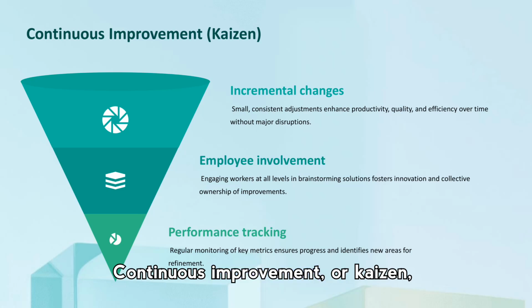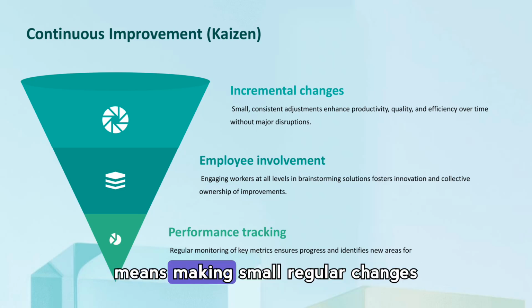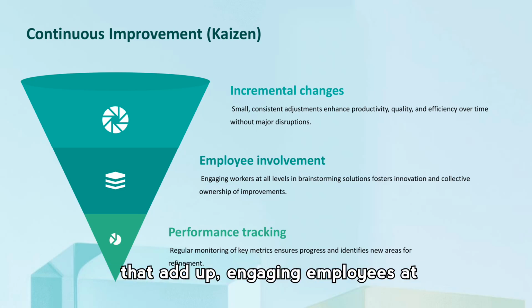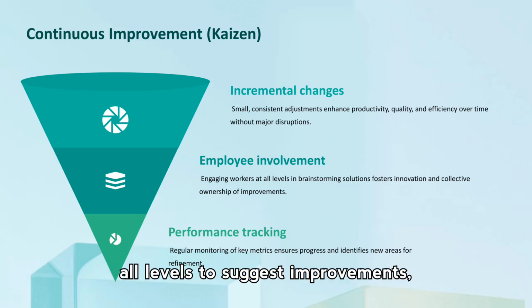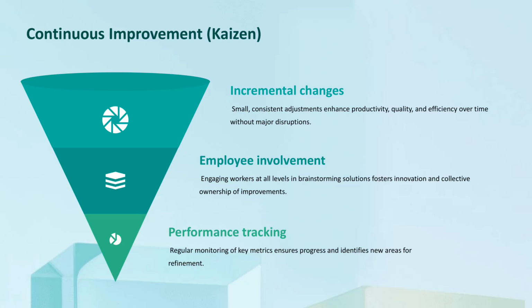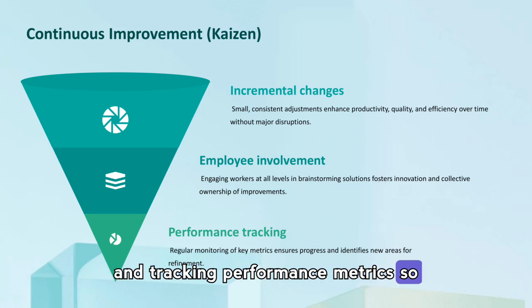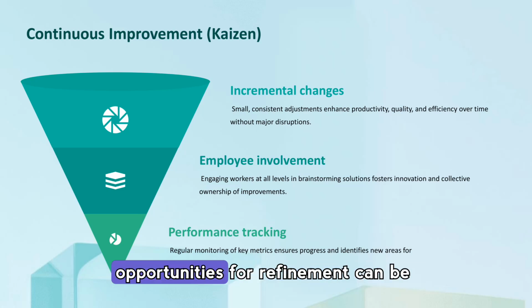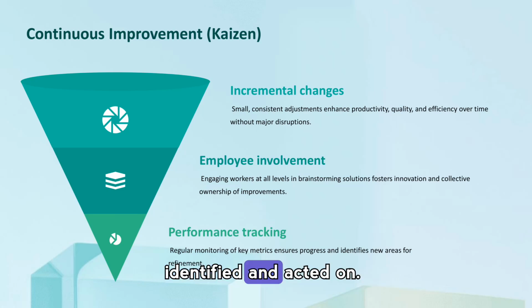Continuous improvement, or Kaizen, means making small regular changes that add up, engaging employees at all levels to suggest improvements, and tracking performance metrics so gains are measured and new opportunities for refinement can be identified and acted on.